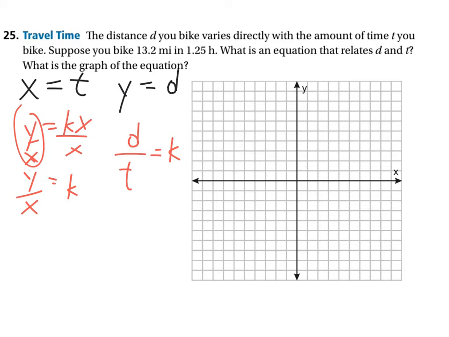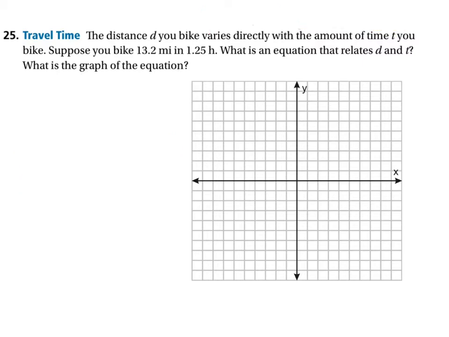Once we do that, we can set up a direct variation equation like y equals kx, or using the variables they gave us, d, the distance, equals k, the rate at which we're riding, times time. So we'll eventually get to this. But right now, let's first just calculate what that k value is. As we said, t is the independent variable, and the distance d is the dependent variable.